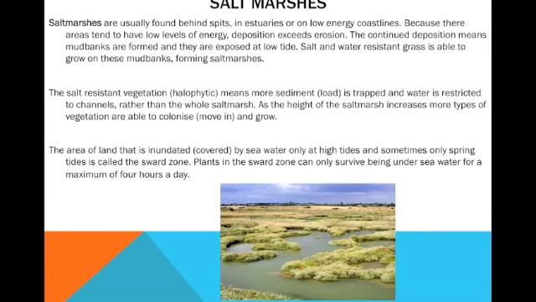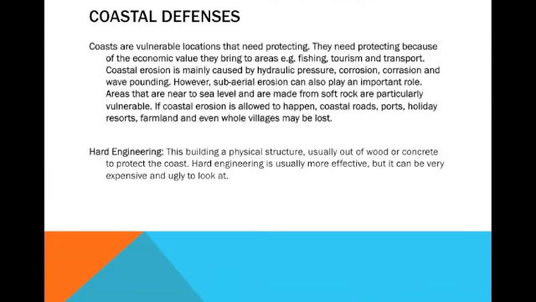As the height of the salt marsh increases, more types of vegetation are able to colonize, so move in and grow. The area of land that is inundated, so covered, just inundated by seawater, only at high tides and sometimes only spring tides, is called the sward zone. Plants in the sward zone can only survive being under seawater for a maximum of 4 hours a day.